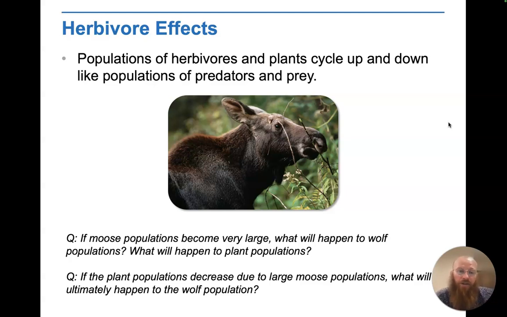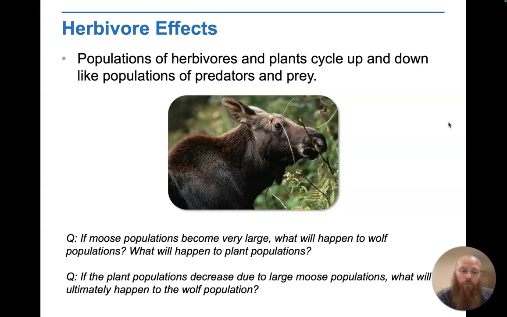If moose populations were to get very large, and again, they eat exclusively plants, what would happen to the wolf populations? Okay, so we saw this in the previous slide, where as more moose are available to be hunted, wolves have an easier time surviving and reproducing.